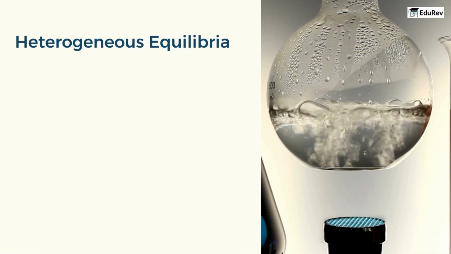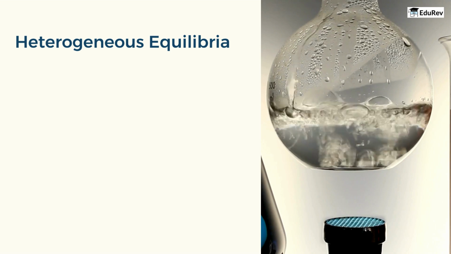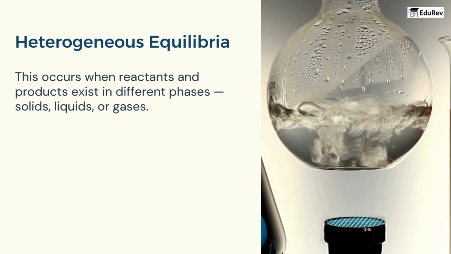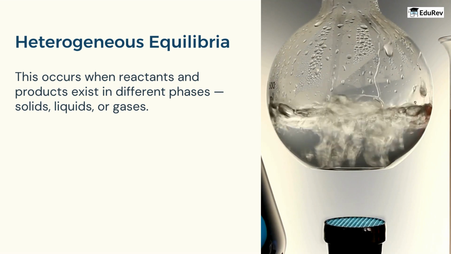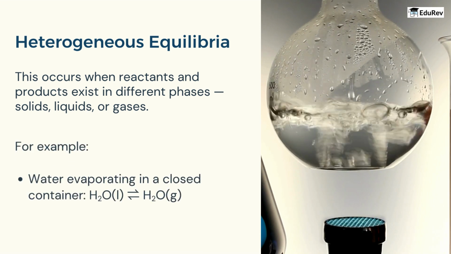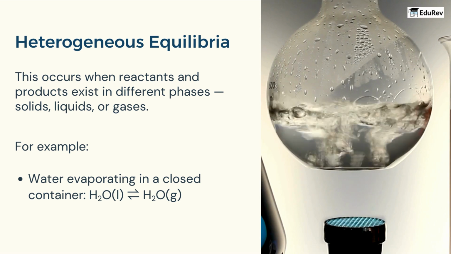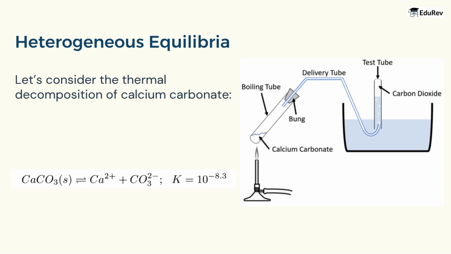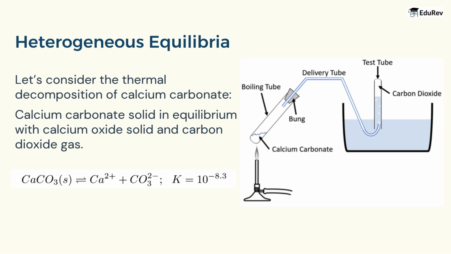Moving on, let's discuss heterogeneous equilibria. This occurs when reactants and products exist in different phases, solids, liquids, or gases. For example, water liquid in equilibrium with water vapor. Let's consider the thermal decomposition of calcium carbonate. Calcium carbonate solid in equilibrium with calcium oxide solid and carbon dioxide gas.